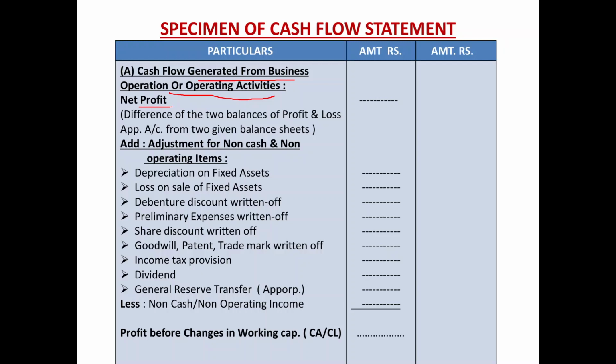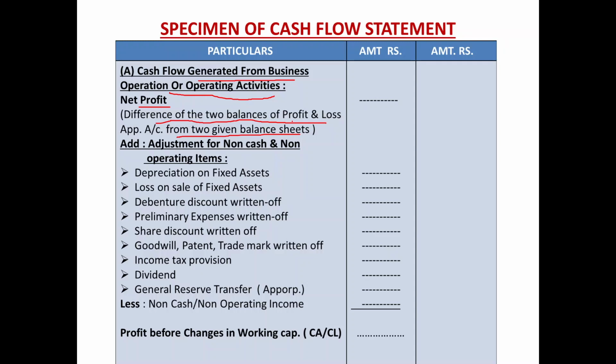Net profit of the year, profit of the last year, previous year. How to decide it? Difference of the two balances of profit and loss appropriation account from two given balance sheets. You know, in the fund flow statement also, you were being given two balance sheets. Likewise, in this topic also, you will be given two balance sheets, one for the last year, another for the current year. So by comparing the two balances of profit and loss appropriation account, very easily you can decide the profit of the current year.